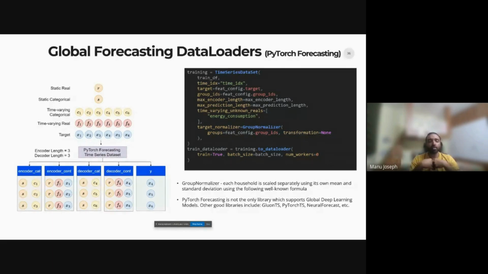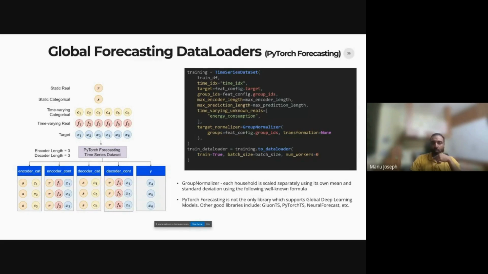Right? Since we are learning a single model for all of this, we are actually giving the model an additional task to learn or generate these different scales of numbers as well, right? But if we just take everything down into a fixed scale, let's say between 0 and 1, that makes the job of the model a lot easier, right? So the group normalizer basically does just that in a particular way.